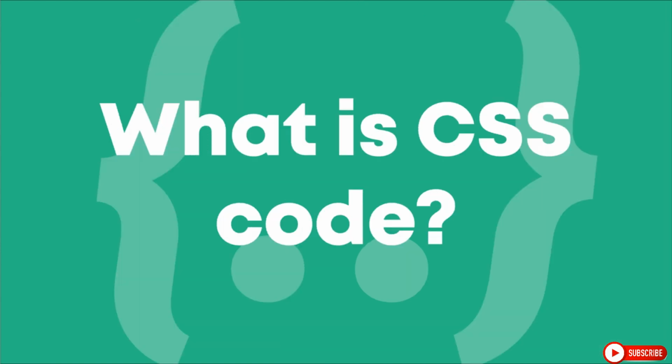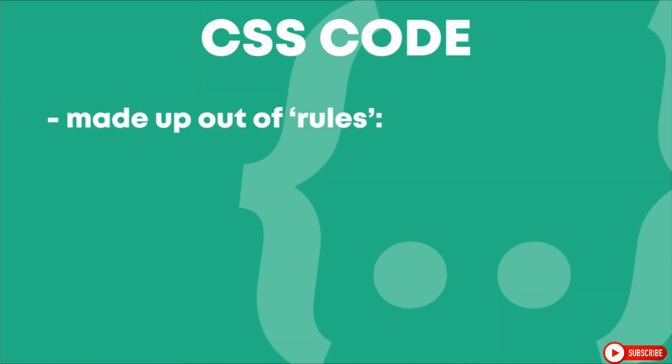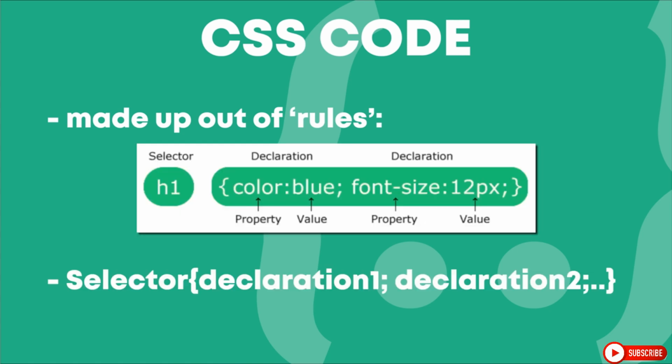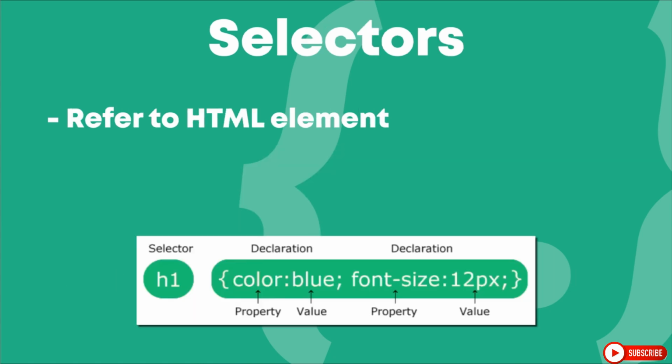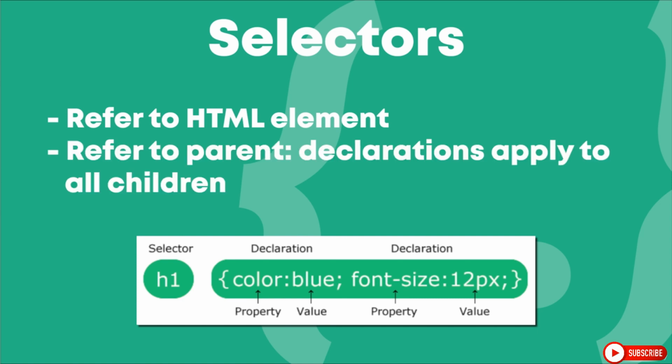Alright, so now you have a good idea of what CSS code is used for and where you can put it. But what is the actual CSS code? CSS code is made up of rules and consists of selectors and declarations. The selector is the reference to the HTML element you want that piece of CSS code to apply to. So if you put a parent element in the selector, that code will apply to the children of that parent as well.